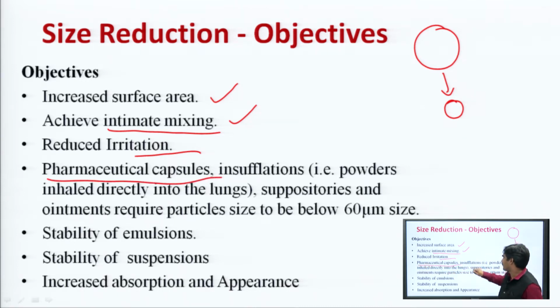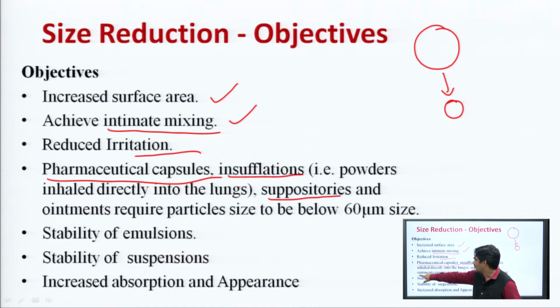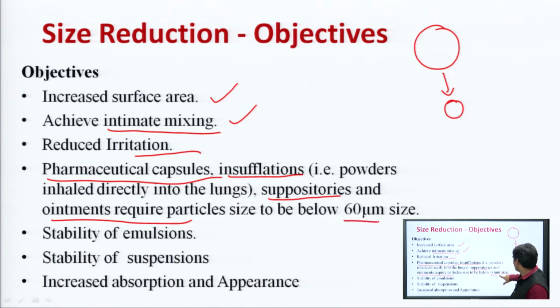Pharmaceutical capsules, insufflations, suppositories and ointments also require a particle size of below 60 micrometers. That means the smaller the particle size, the better, since in capsules powders are filled into the capsule shells. So, the size of the powders will be around 60 micrometers. So, it also helps in the formulation of these types of products.